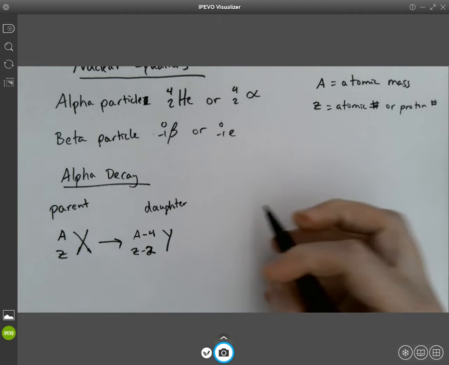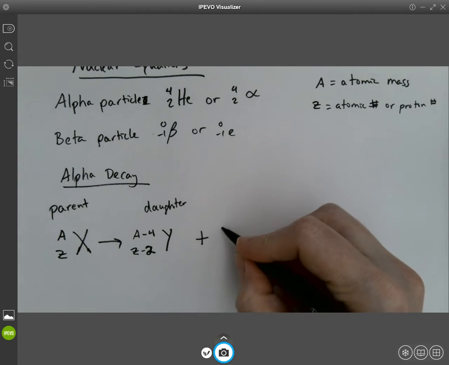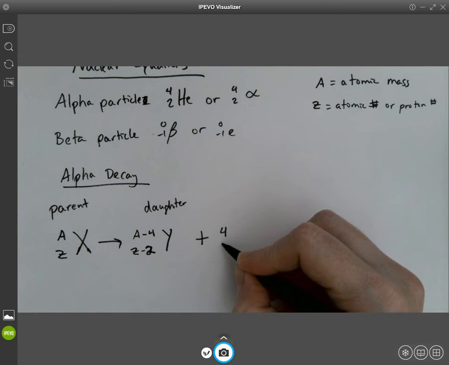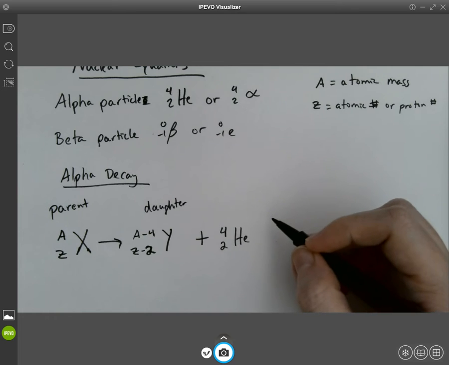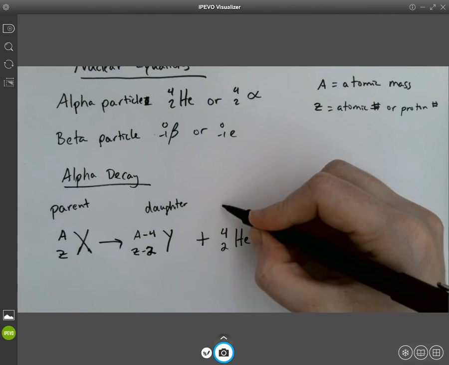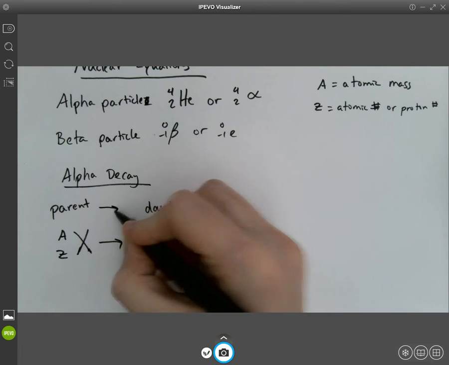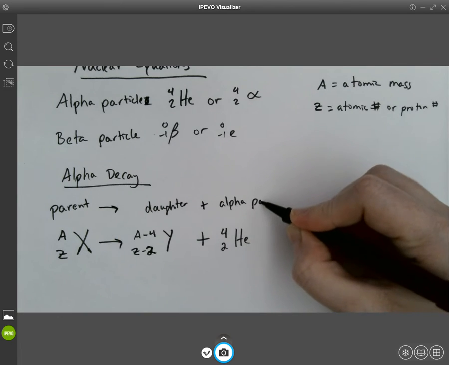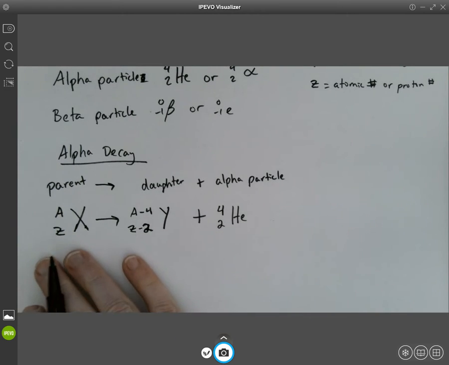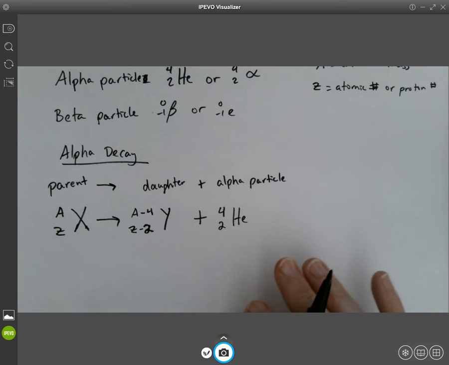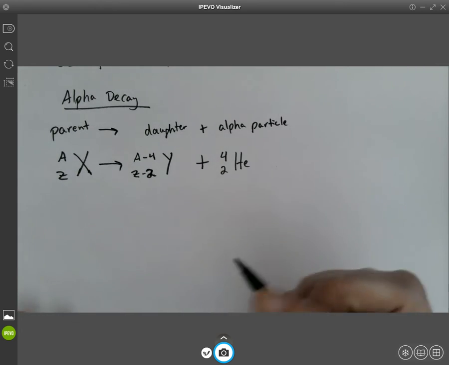So our parent isotope, our daughter isotope, and finally we have our alpha particle, and we know that's written like this. So it's just a helium nucleus. Okay, so we have our alpha particle. This is the general equation for alpha decay. Now that we have this, let's do a couple of examples here.